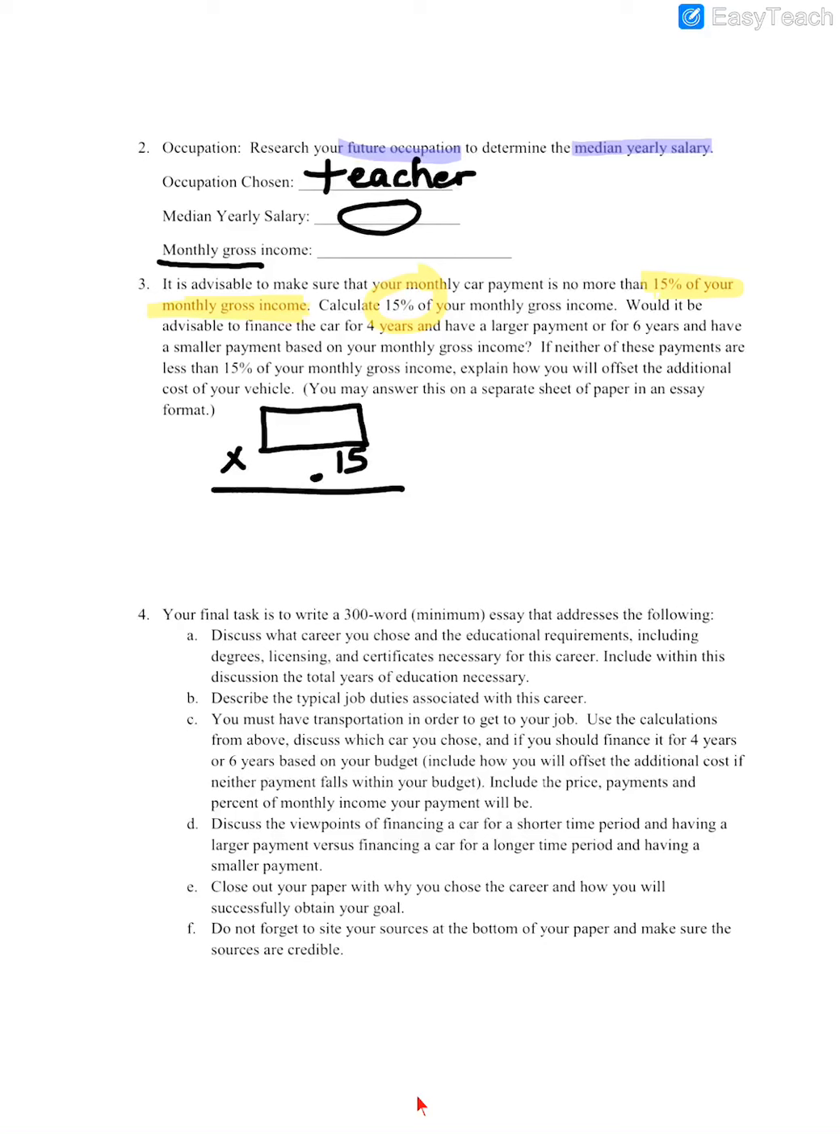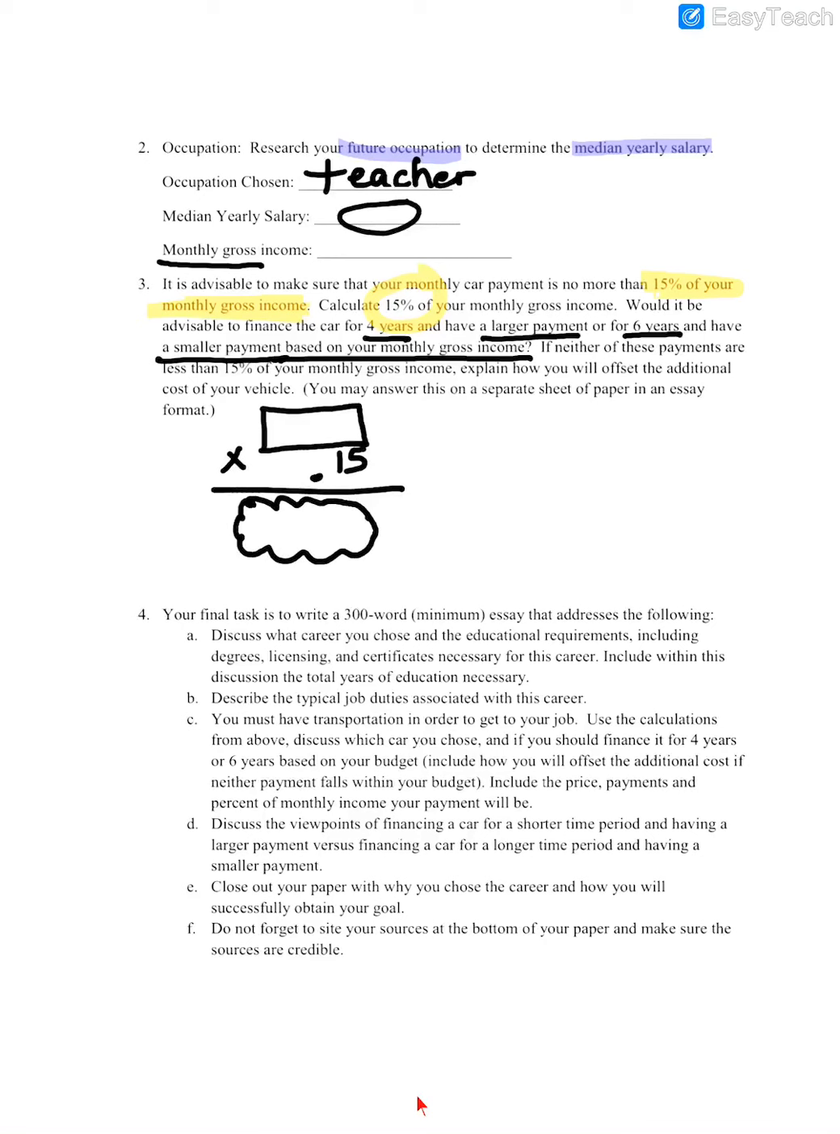So once you look at this number, then you're going to answer the question: would it be advisable to finance the car for 4 years and have a larger payment, or would it be advisable to finance it for 6 years and have a smaller payment based on your monthly gross income? That answer is going to vary by student because it really depends on what number you get here.